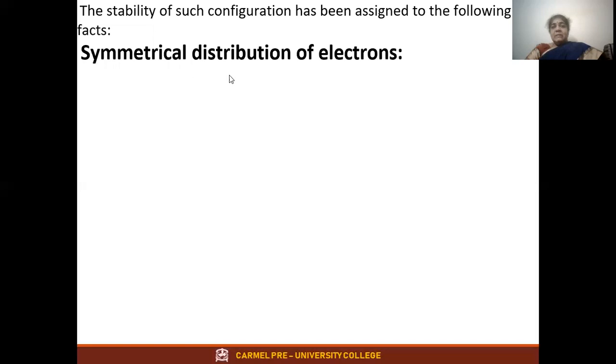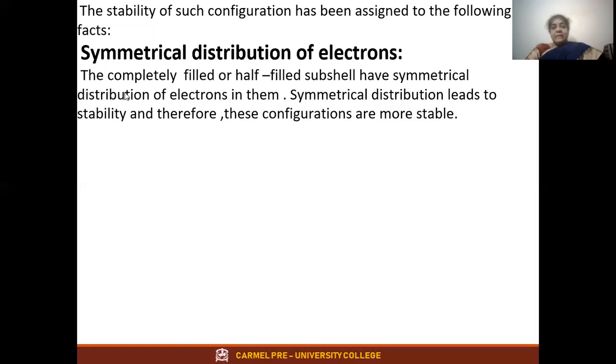Next. The stability of such configurations is assigned to the following fact: symmetrical distribution of electrons. The completely filled or half-filled subshells have symmetrical distribution of electrons in them. Symmetrical distribution leads to stability, and therefore these configurations are more stable. Why are the half-filled and fully filled more stable? They have symmetrical distribution of electrons, and since they have it, it leads to stability.